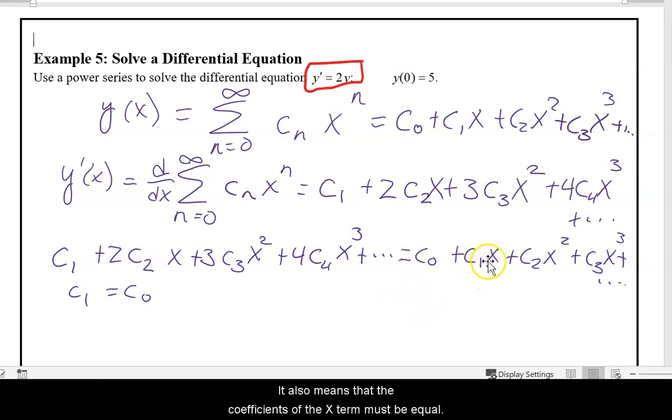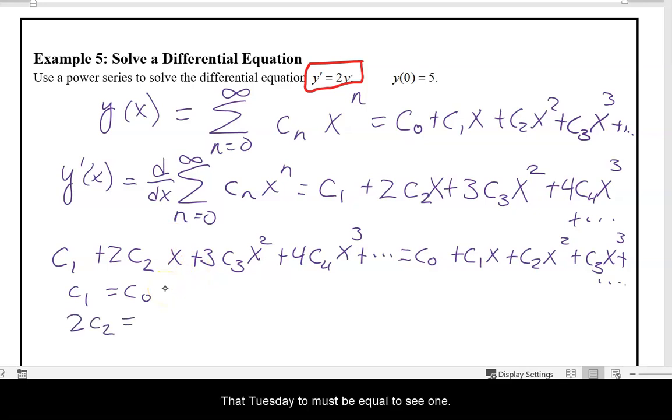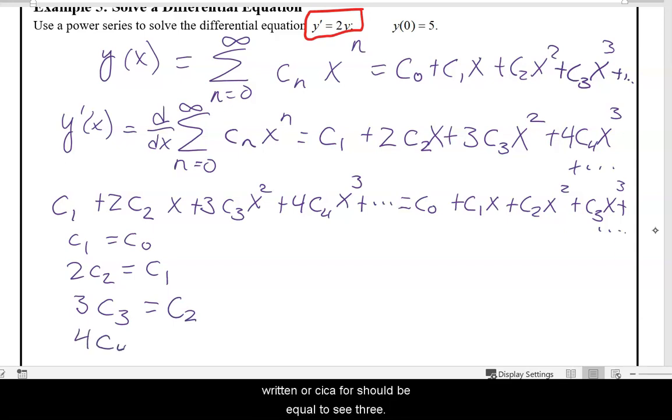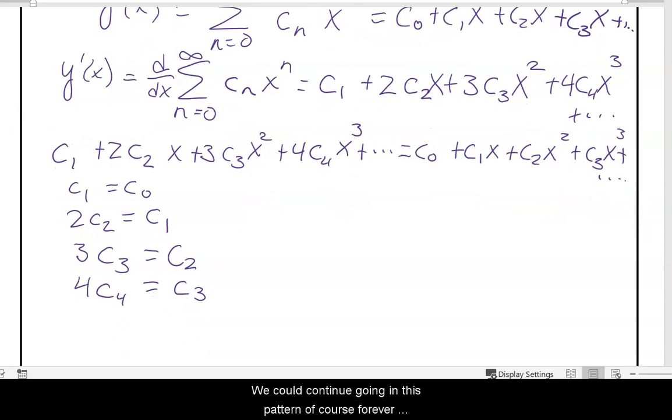It also means that the coefficients of the x term must be equal, so that 2C2 must be equal to C1. This is similar to what we did with partial fractions when we equated the coefficients to find out how to break apart rational functions. Similarly, we must have the coefficients of the x squared terms also being equivalent. 3C3 must be equal to C2, and finally, of the ones I've written, 4C sub 4 should be equal to C3. We could continue going in this pattern, of course, forever.